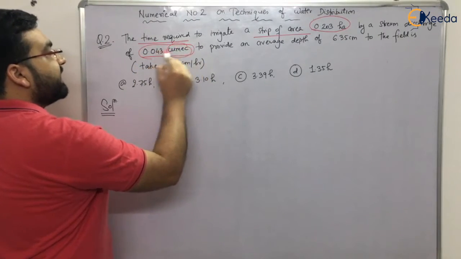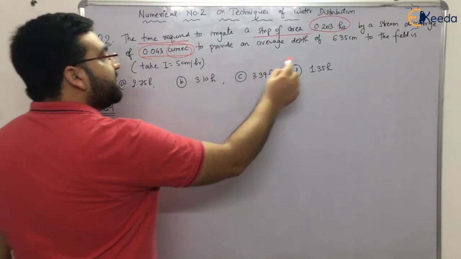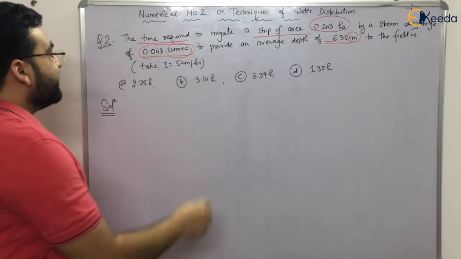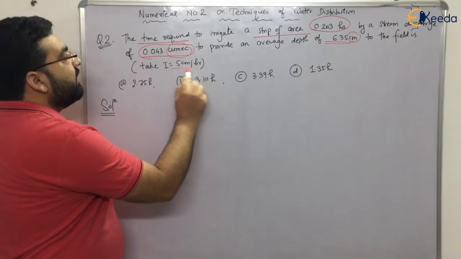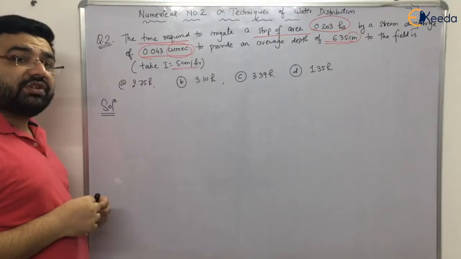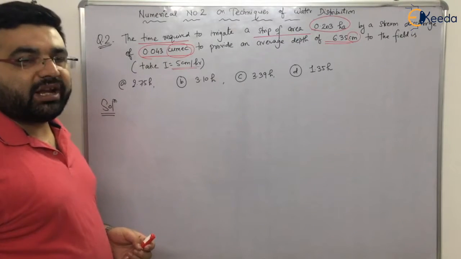So here cumec is given and then the hectares is given. To provide an average depth of 6.35 centimeter to the field, take the infiltration capacity as 5 centimeter per hour. So it's a very straightforward question, the same as the one we already solved, numerical number 1. This numerical number 2 is also similar to numerical number 1.